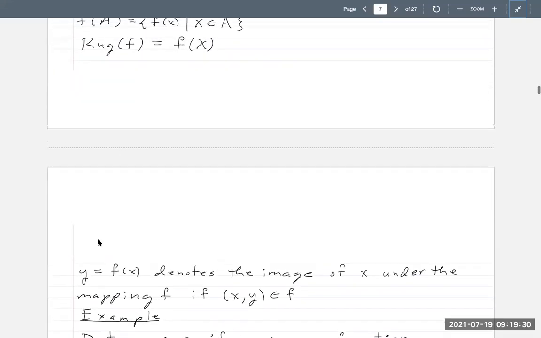Here, the notation Y equals F of X denotes the image of X under the mapping F. And so Y equaling F of X denotes that the ordered pair X comma Y is in the set F. So usually we don't write this notation. We usually write this notation.